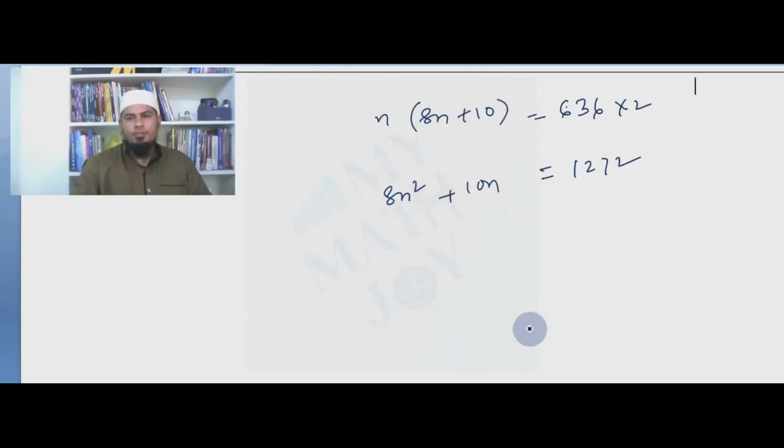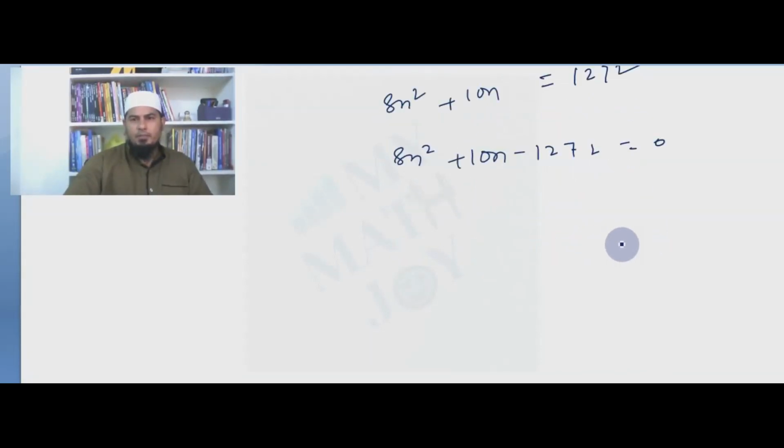Bring all terms to the left side to make it a quadratic equation in standard format. Can we divide by 4? No, because 10 is not divisible by 4. So divide by 2 to make it a little smaller. I want it like this: 4n square plus 5n minus 636 equals 0. Use your quadratic formula, otherwise the factorization method, to get the n value.